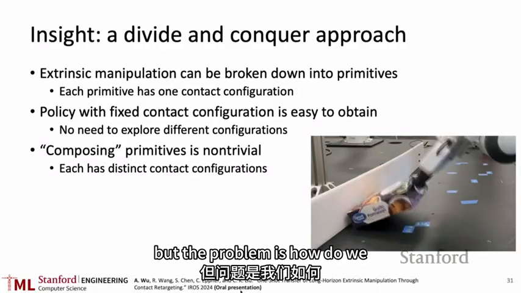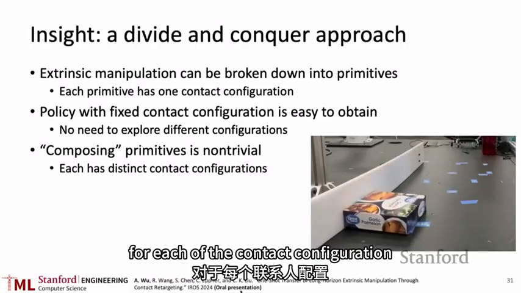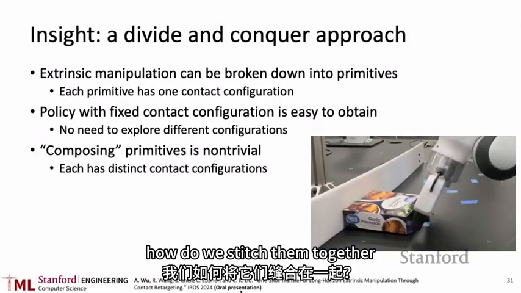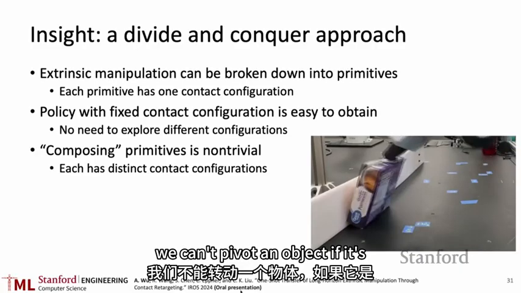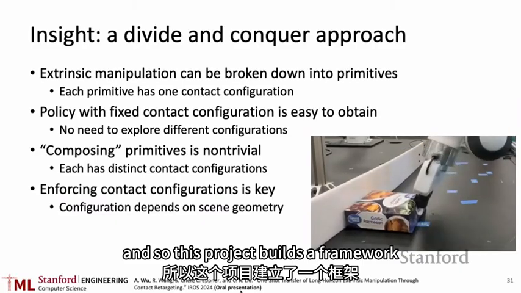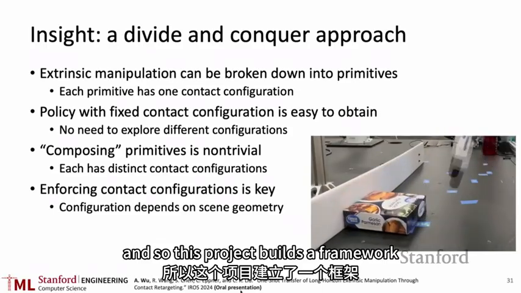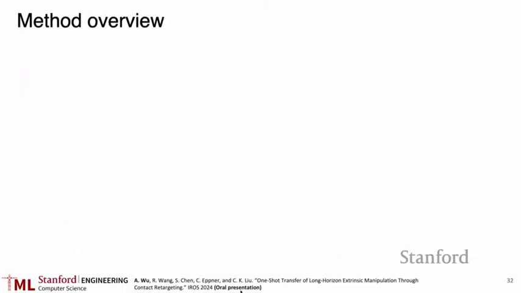But the problem is, now that we have a primitive policy for each contact configuration, how do we stitch them together? Because there are different contact requirements for doing different things. We can't pivot an object if it's not in contact with anything else. And so this project builds a framework using physical models to enforce these constraints.